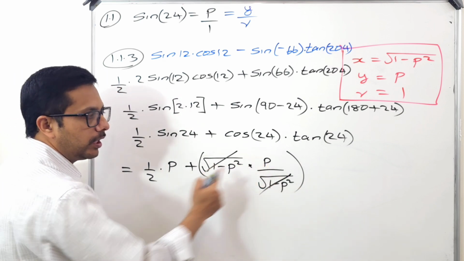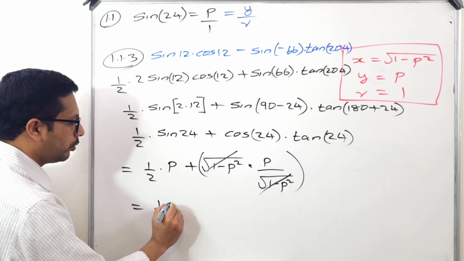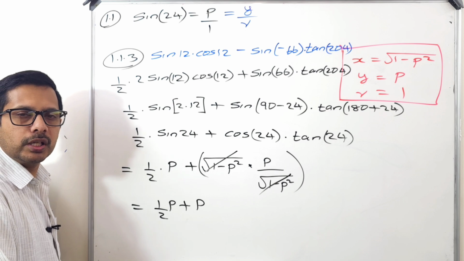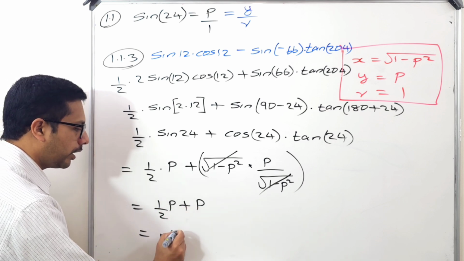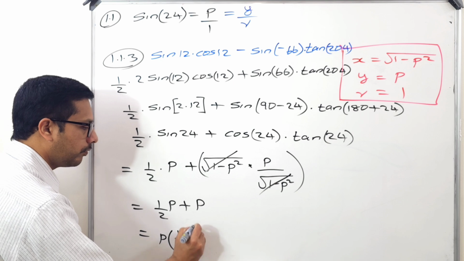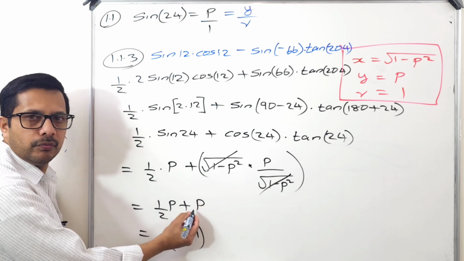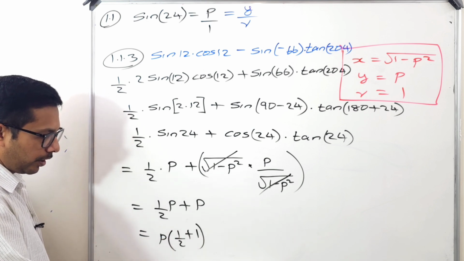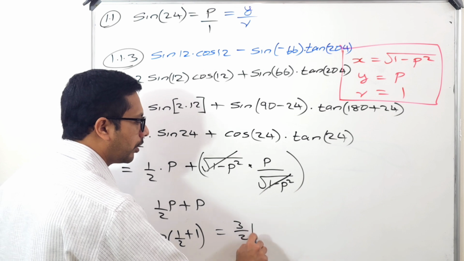So what is remaining here? Only p. So this is half into p plus only p there. So check in your calculator. P, if you take p as a common factor, is it not like this? 1 over 2 plus 1, or half plus 1. P means what is the number here? 1. Okay, half plus 1 is what? 3 over 2. So what is the final answer now? We got 3 over 2p.